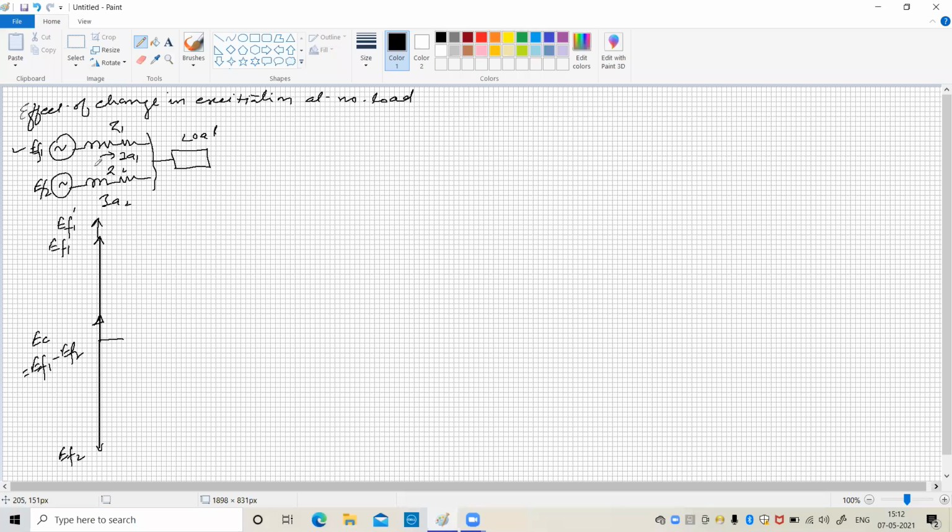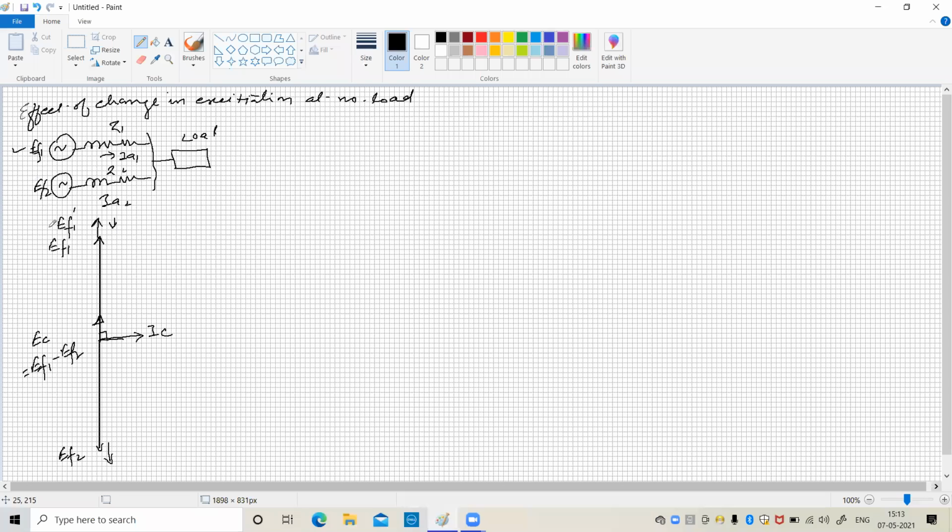Now this local circuit is dominantly inductive, so the current is going to lag EC by 90 degrees, and we give it the name IC. Now this current IC is lagging with respect to EF1, and IC is leading with respect to EF2. So as per the armature reaction, IC produces a demagnetizing effect for alternator 1, and a magnetizing effect for alternator 2. So because of the demagnetizing effect, its voltage magnitude decreases, whereas for alternator 2, where the effect is magnetizing, the voltage increases.